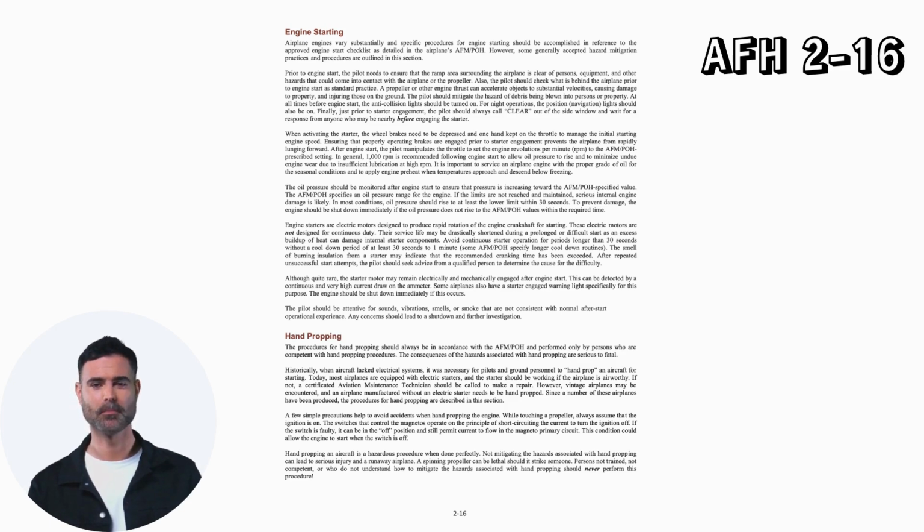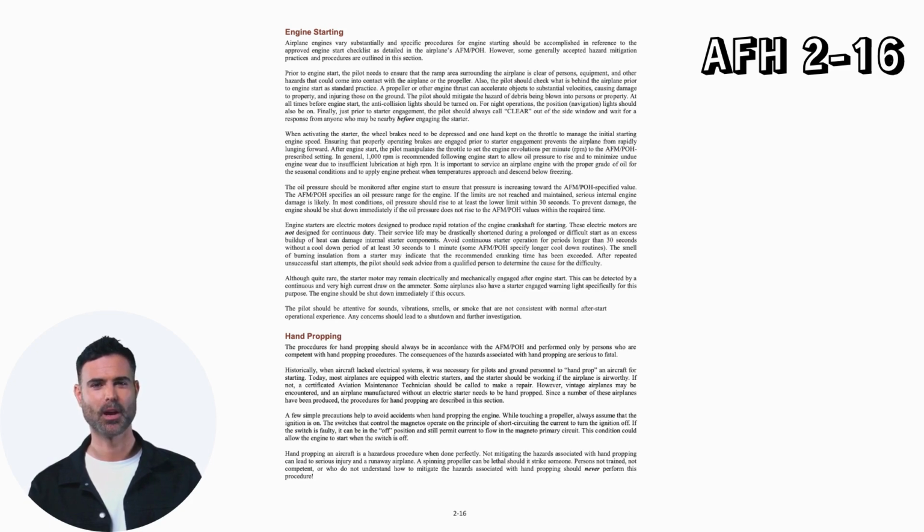However, vintage airplanes may be encountered, and an airplane manufactured without an electric starter needs to be hand-propped. Since a number of these airplanes have been produced, the procedures for hand-propping are described in this section. A few simple precautions help to avoid accidents when hand-propping the engine. While touching a propeller, always assume that the ignition is on. The switches that control the magnetos operate on the principle of short-circuiting the current to turn the ignition off. If the switch is faulty, it can be in the off position and still permit current to flow in the magneto primary circuit. This condition could allow the engine to start when the switch is off.